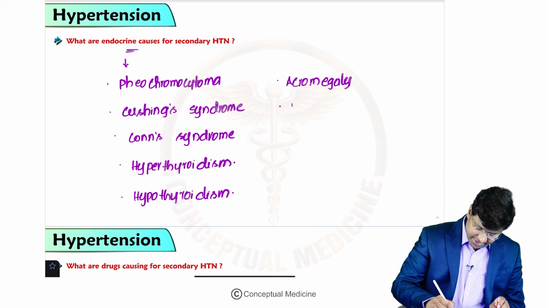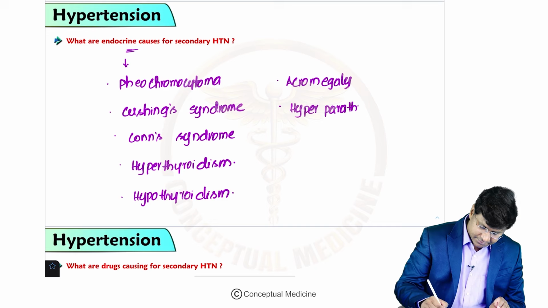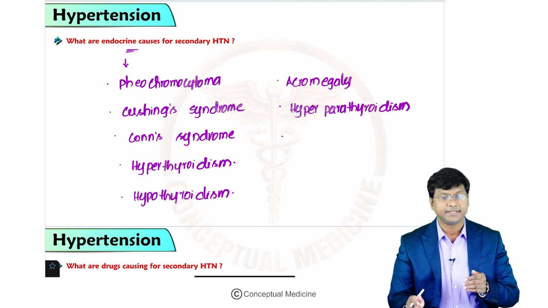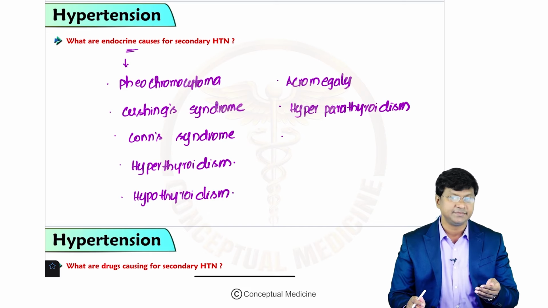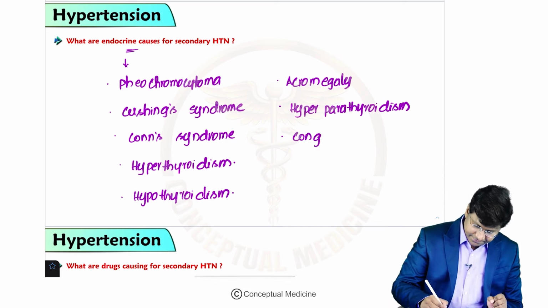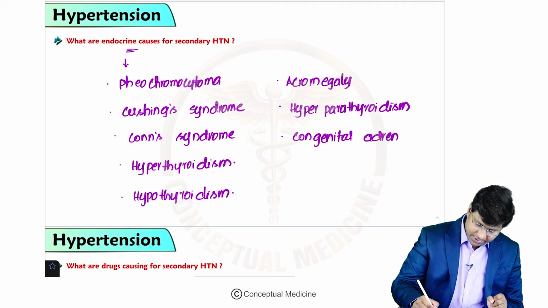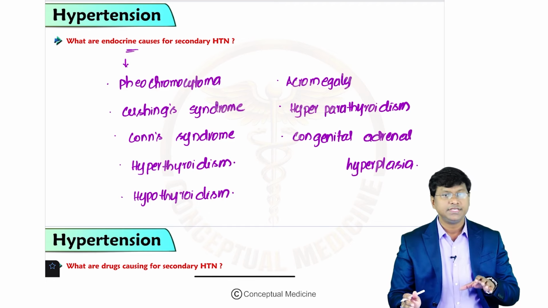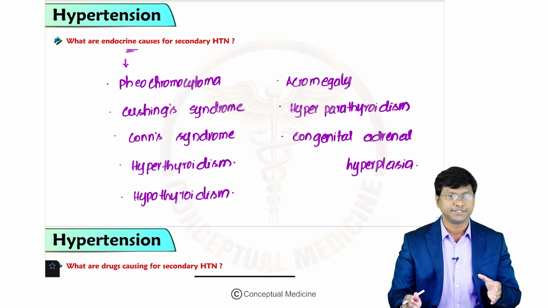Then hyperparathyroidism. So hyperparathyroidism is a scenario where there is excessive production of parathormone that will result in hypercalcemia, and that will be the etiology for causing secondary hypertension. Then lastly, congenital adrenal hyperplasia. So these are all the endocrine causes for hypertension, right?